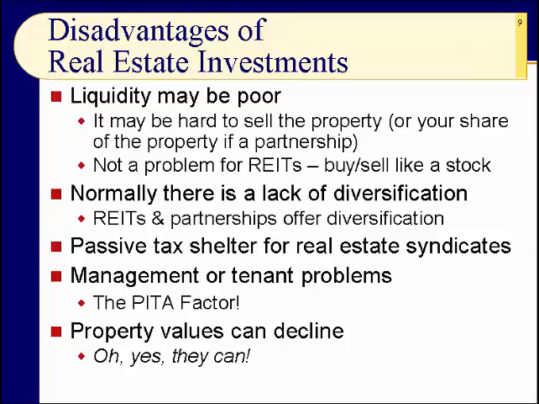The passive tax shelter losses for real estate syndicates: if you're in one that you know is going to be losing money for the next few years, and that's not unusual, negative cash flow, there are limits on how much you can take. You have to carry it forward in terms of the losses against your taxes. And then the management or tenant problems that we talked about, I call it the PETA factor. Remember back in Chapter 4? With mutual funds, the PETA factor is very low. With real estate, the PETA factor is very high. And then lastly, property values can decline.